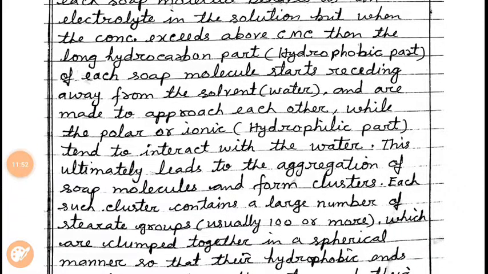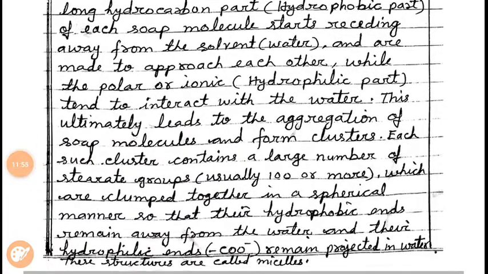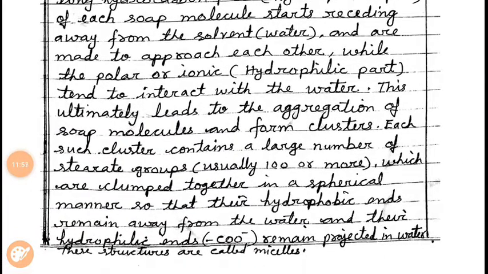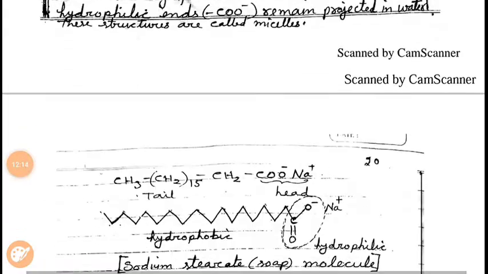Each such cluster contains a large number of the stearate groups, usually 100 or more soap molecules, which are clumped together. वो मिलके गुच्छा बनाते हैं in a spherical manner so that their hydrophobic ends remain away from the water and their hydrophilic ends remain projected in the water. जो hydrophilic end है वो पानी की तरफ रहता है और जो hydrophobic end है वो पानी से दूर रहता है. These structures are called micelles.